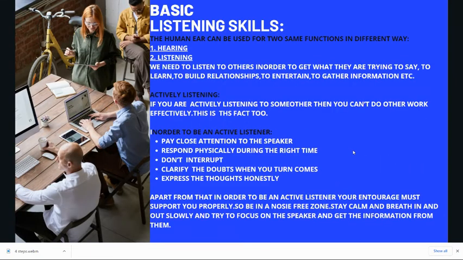Okay, basic listening skills. The human ear can be used for two different functions: hearing and listening. We need to listen to others in order to get what they are trying to say, to learn, to build relationships, to entertain, to gather information, etc.